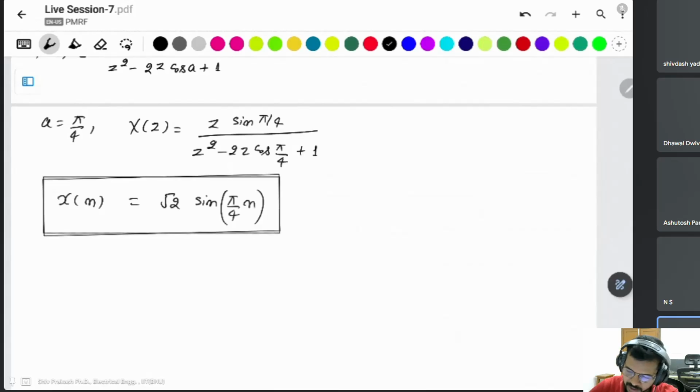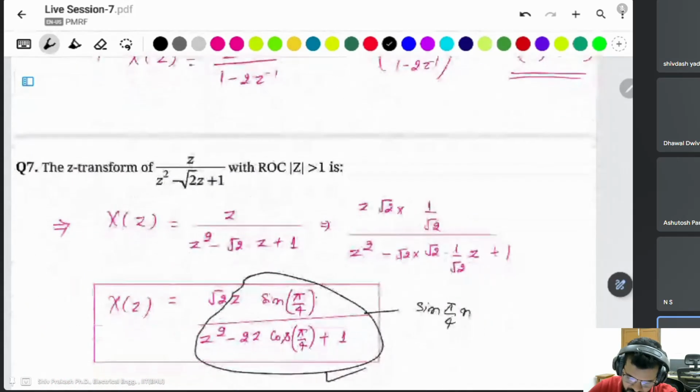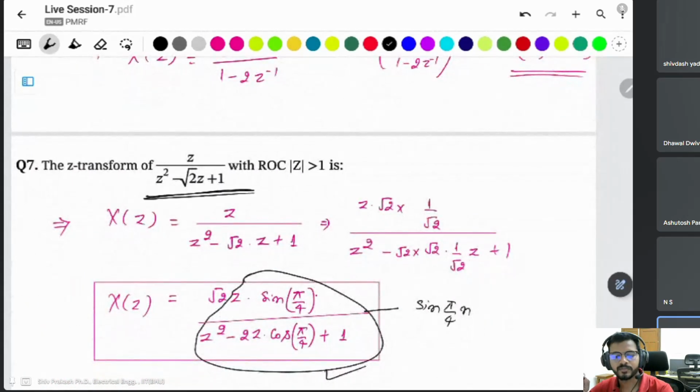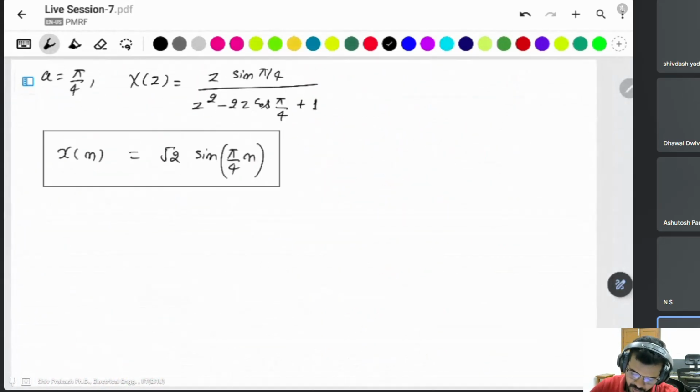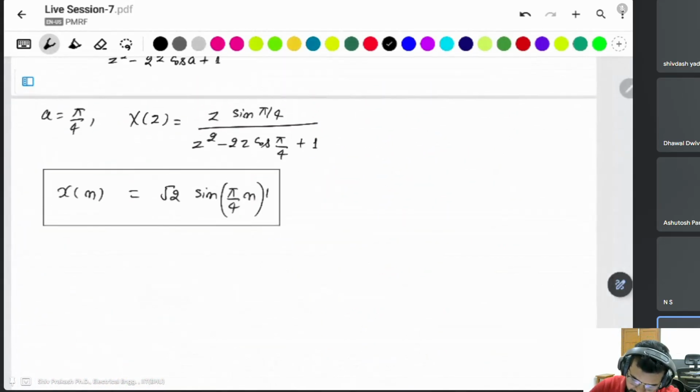Inverse transform of this one, and u(n) also, because we find the z transform for n from 0. Okay.